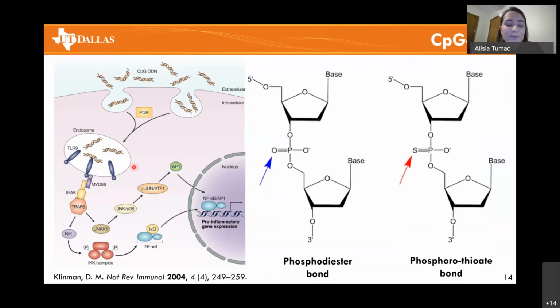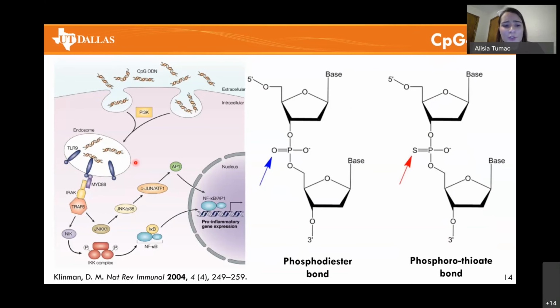This single-stranded adjuvant will take advantage of the toll-like receptor 9 pattern recognition receptors and will induce a pretty strong immune response. However, this has only been seen effective in vitro. Whenever scientists try to translate it in vivo, they realize that CpG can be highly toxic and non-specific.